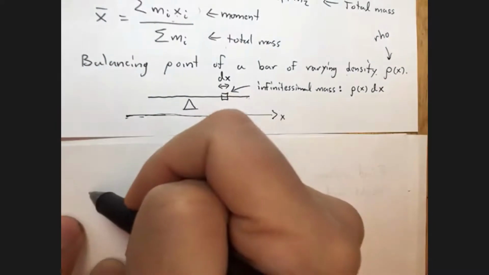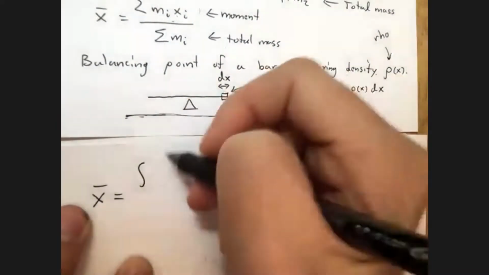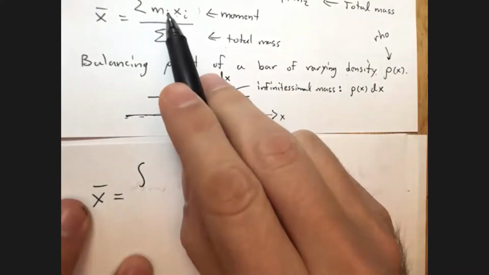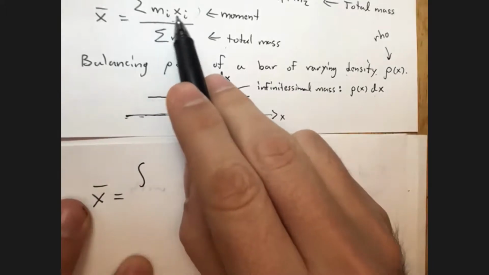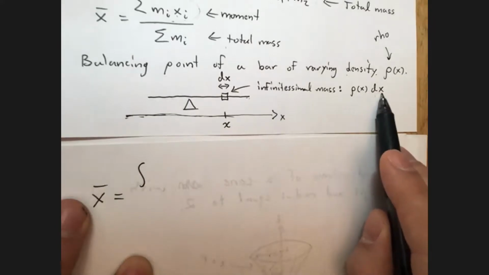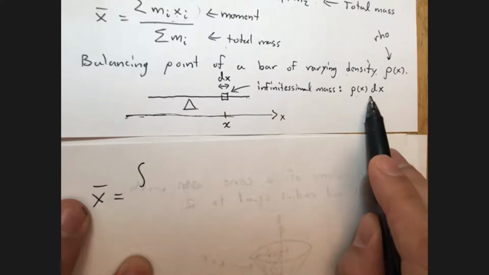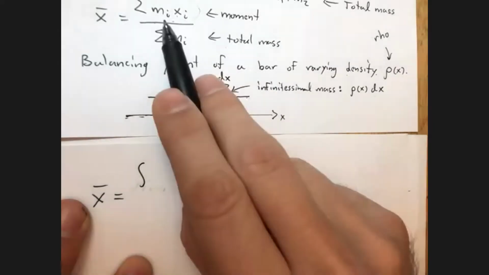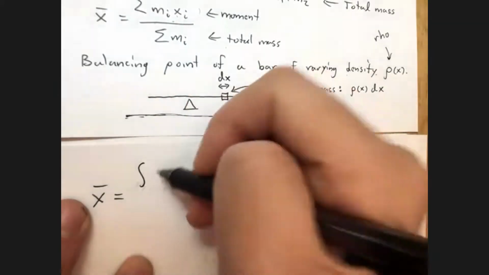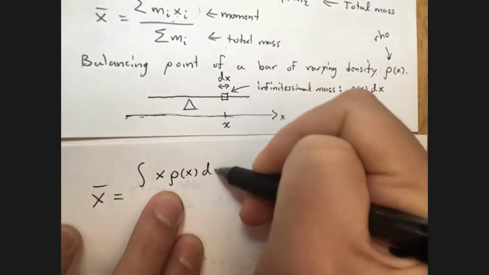The center of mass, therefore, is the integral of, look what we did up here. We multiplied the mass times x. Well, how are we getting the mass? It's rho of x dx. So in place of m, we're going to multiply this by x. So really, we're integrating x times rho of x dx.